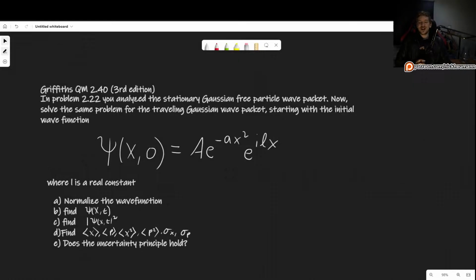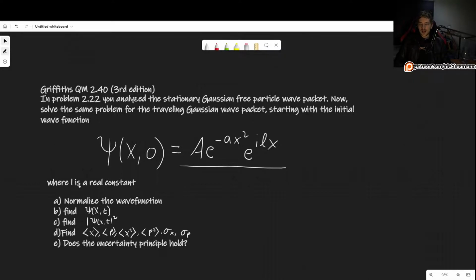Welcome! In this video, I'll show you how to solve problem 2.40 as it appears in the third edition of Griffiths' Introduction to Quantum Mechanics. Now, this problem states the following. It says, in problem 2.22, you analyzed the stationary Gaussian free particle wave packet. Now, solve the same problem, but for the traveling Gaussian wave packet, starting with the initial wave function that we have right here: A e to the minus ax squared times e to the i Lx, where L is a real constant.